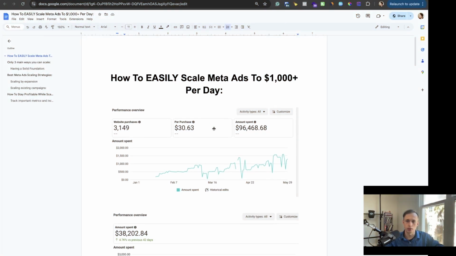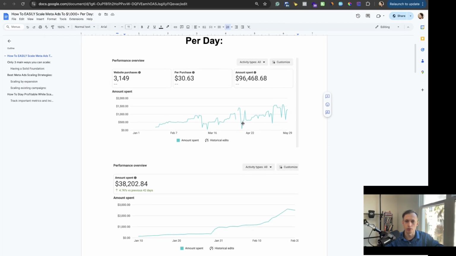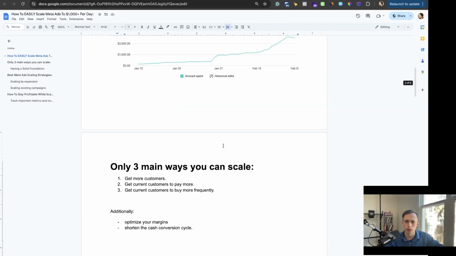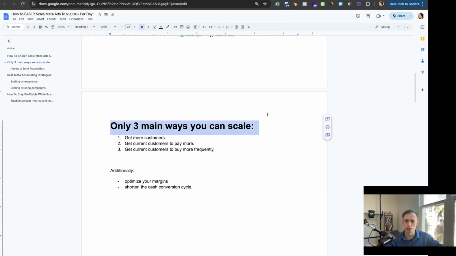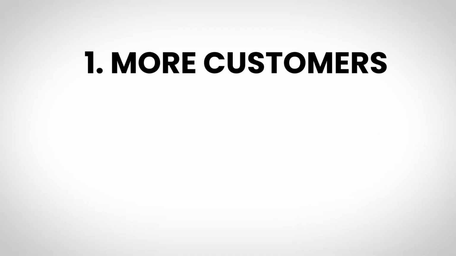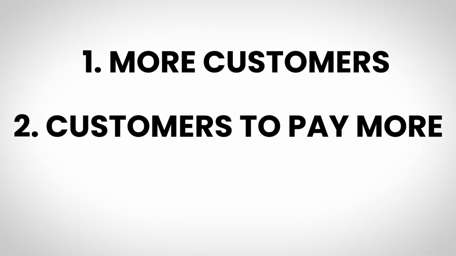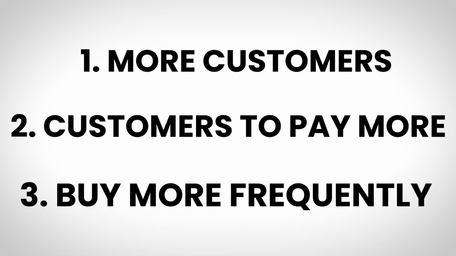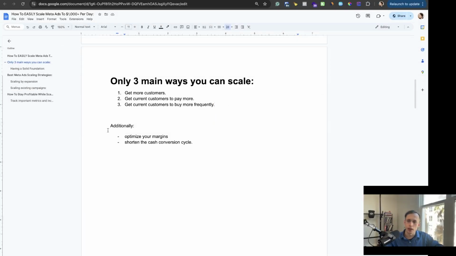So as you can see here, there are some screenshots of us scaling past 1K per day in ad spend. But essentially, there's three ways you can scale. You can either get more customers, you can get your current customers to pay more, and you can get your customers to buy more frequently. So that's the main things, and that's what we're going to talk about.